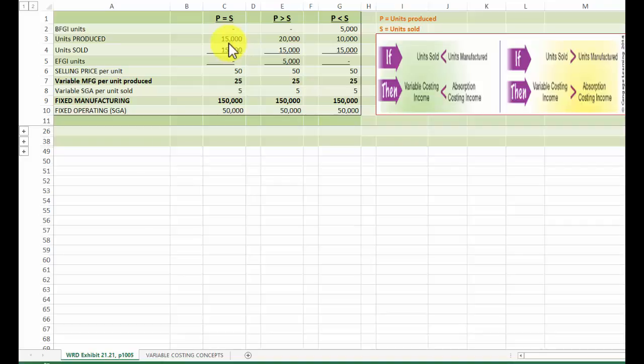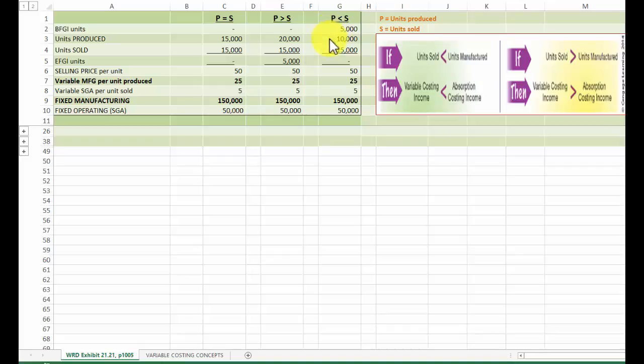So in period 1, the company produces 15,000 units and is able to sell all 15,000 of those units, so its ending finished goods units at the end of period 1 are 0. In the second period, it produces 20,000 units and only sells 15,000 units, so since units produced exceed units sold, it has an ending finished goods of 5,000. That 5,000 ending inventory in period 2 will be the beginning inventory for period 3.